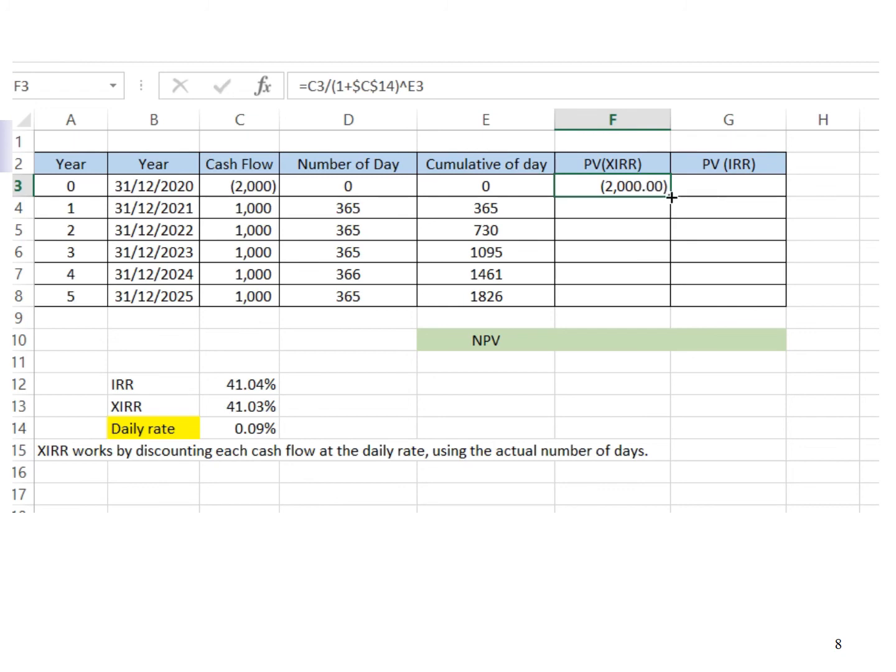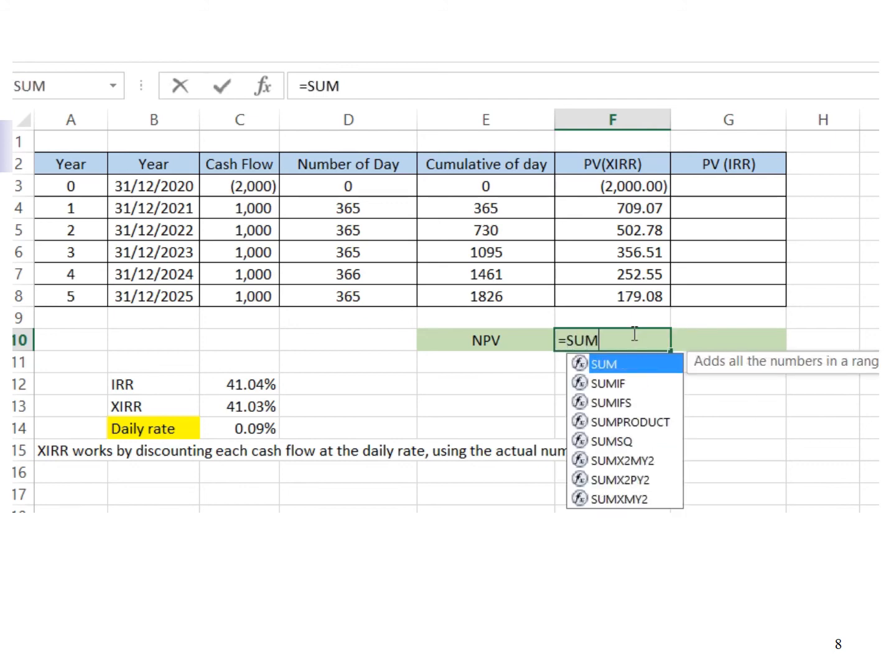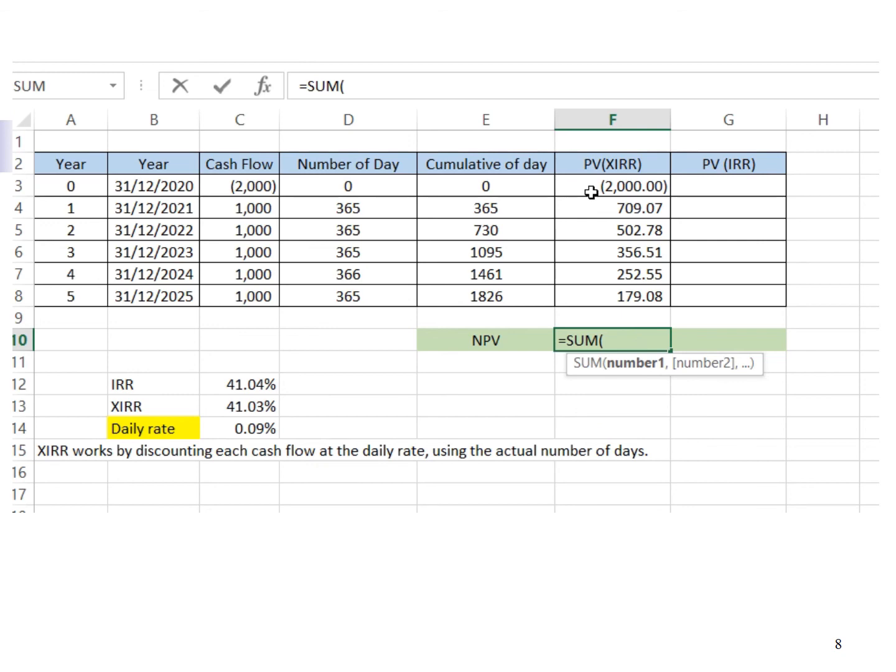I'm going to put my cursor here and drag all the way down to repeat the calculation for the rest of the cash flow. After that, I'm going to calculate NPV. I'm going to sum all the cash flow together. So we are going to type equal SUM, open bracket, and highlight all the cash flow together, close bracket. The value of the NPV is 0. This matches the concept of XIRR.